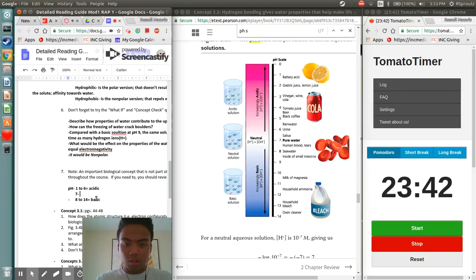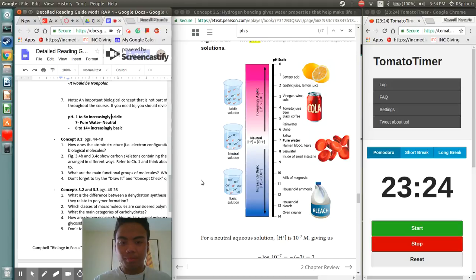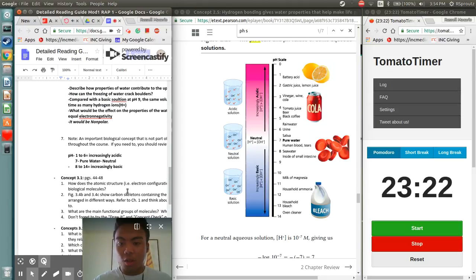Seven, pure water, neutral. Increasingly basic. Increasingly acidic. Perfect. That's in a nutshell of what it is.